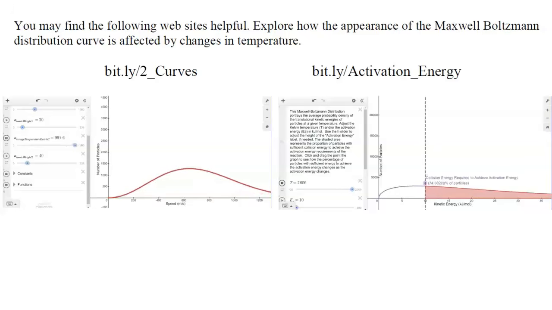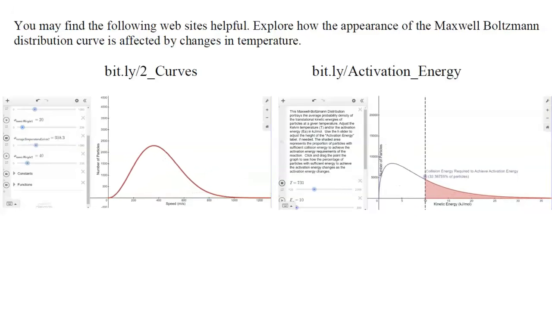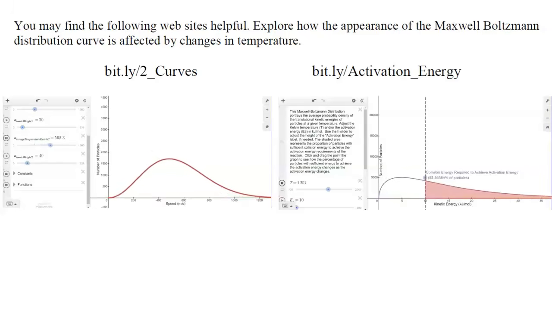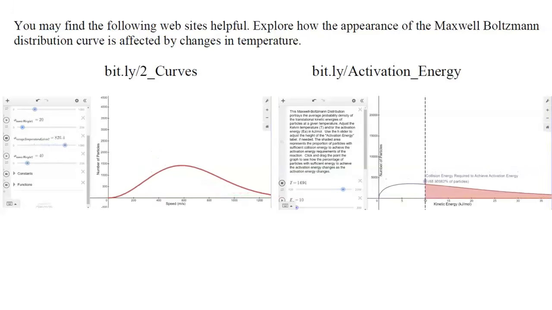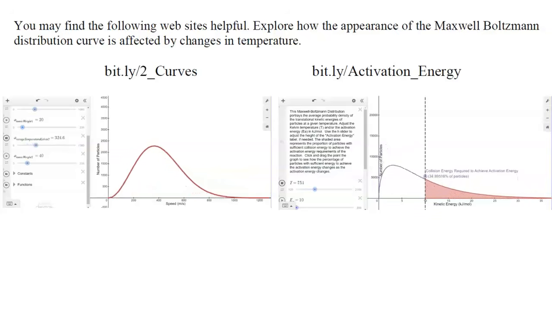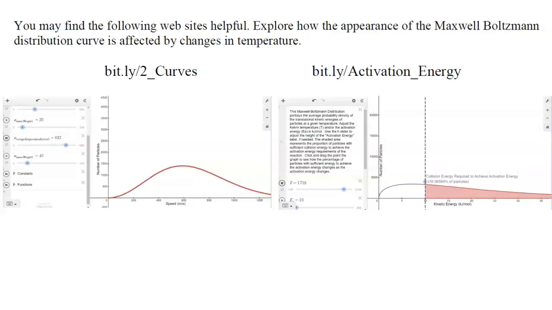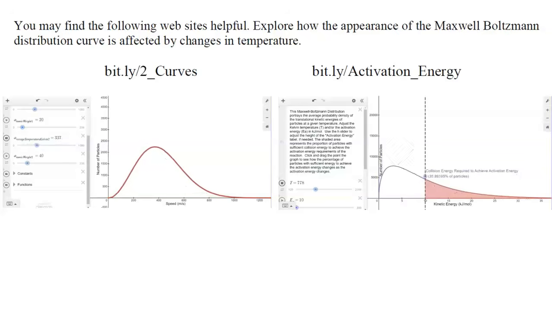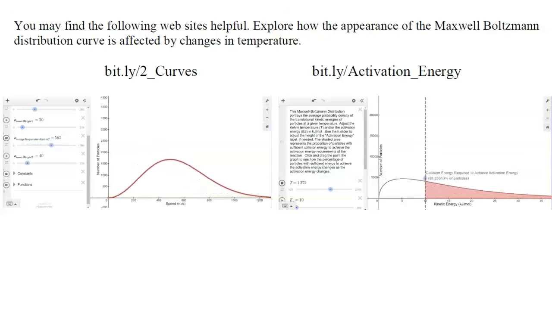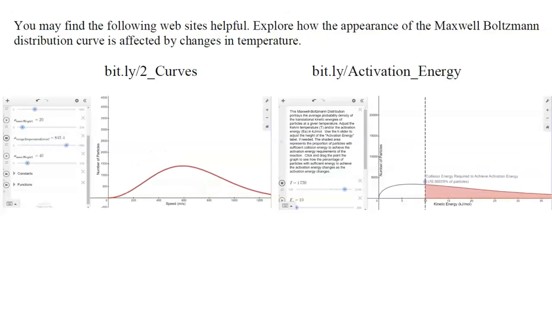On the left, we see a simple representation of the Maxwell-Boltzmann distribution of the speed, or the energy, of the particles. And the curve or the diagram on the right, in addition to showing how that is changing, we see a vertical line represented by that dashed line. That dashed line represents the activation energy for the reaction.